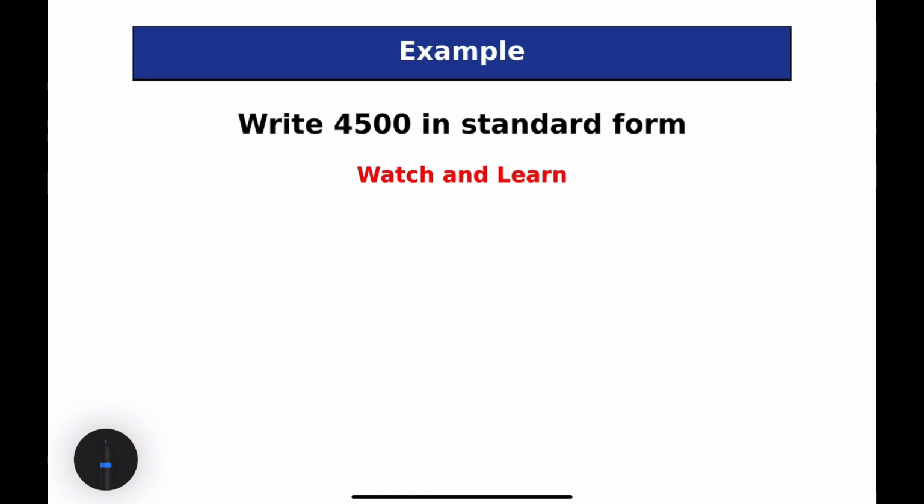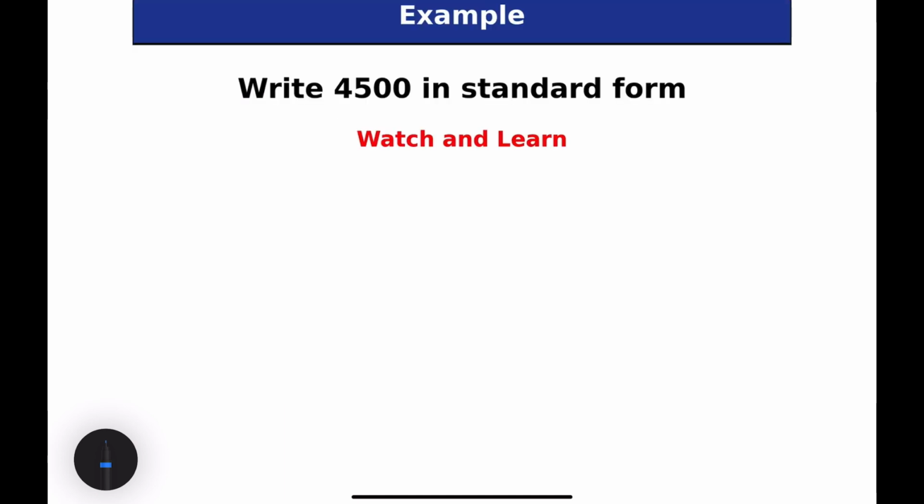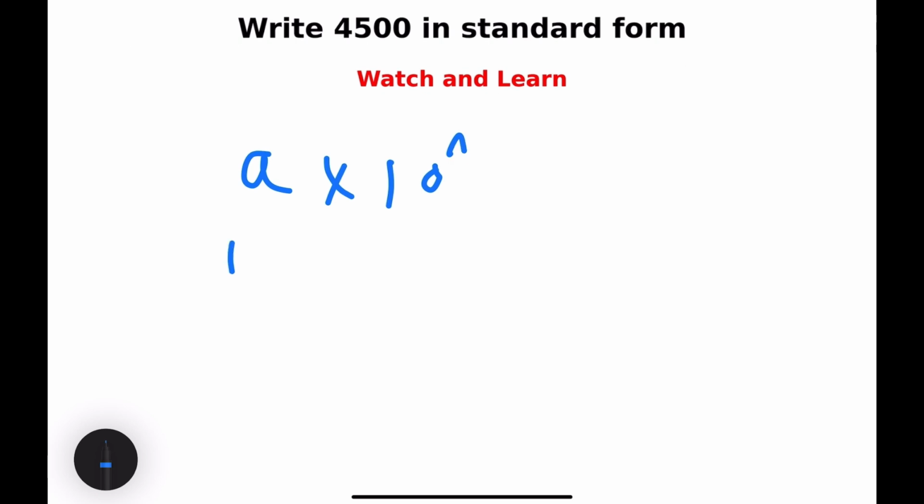So let's get started. When you're writing a number in standard form, you're going to write it as a multiplied by 10 to the power of n, where a is a number that is equal to or bigger than 1, but is less than 10. So a can be 1, but it cannot be 10.